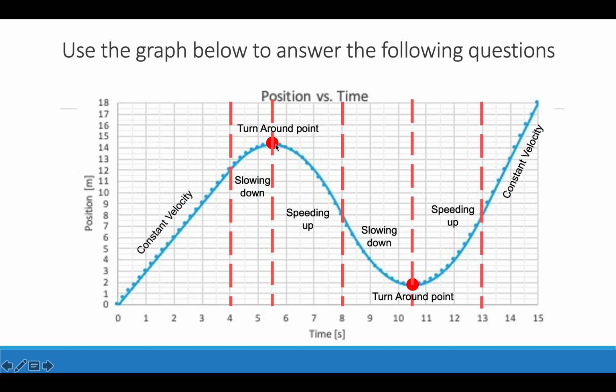The object is moving in the negative direction between 5.5 seconds down to 10.5 seconds because the slope in that case is negative. So that's one way that we can think about this particular problem.